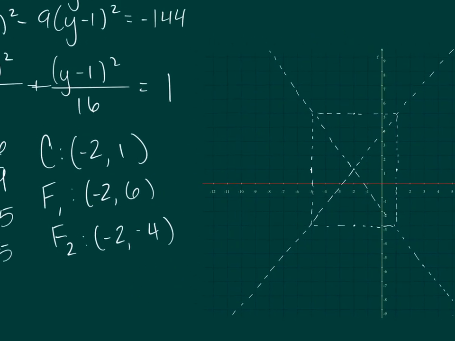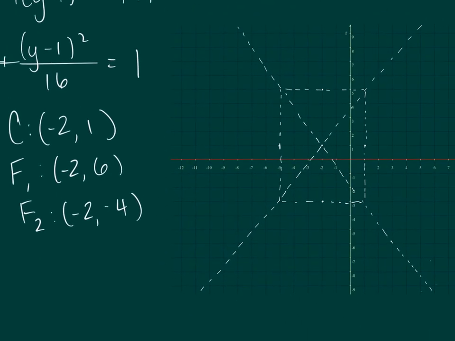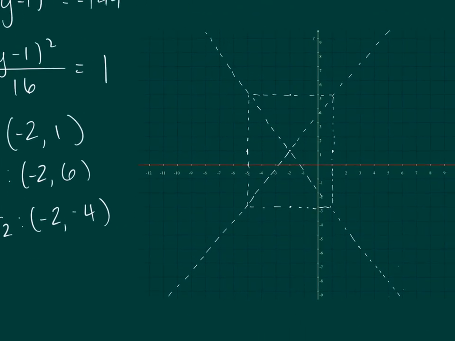Now, because we have a vertical major axis, that means we're going to be going in the y direction with our curves. So they're going to be vertical, our hyperbola. And so to help me direct myself a little better, I'm going to plot my foci, which are -2, 6, and -2, -4. So -2, -4, right there. That's F2, and -2, 6, which is F1.